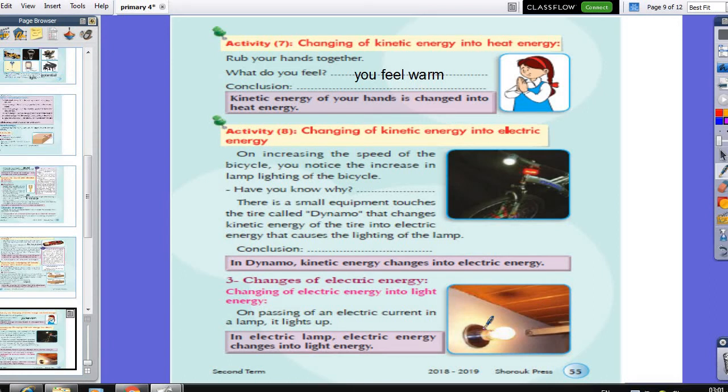Anything related to electricity is called electric. So here the energy which is used is electricity. Okay, so electric lamp, the energy which is used is electric energy, and of course the resulting energy is light energy.